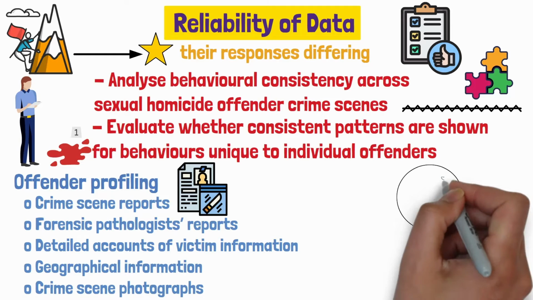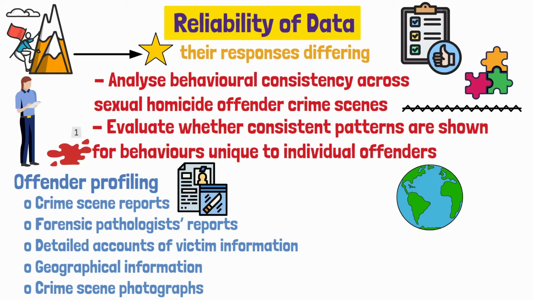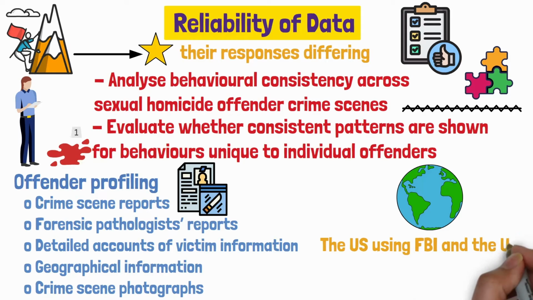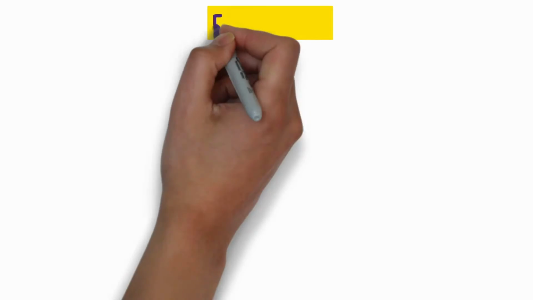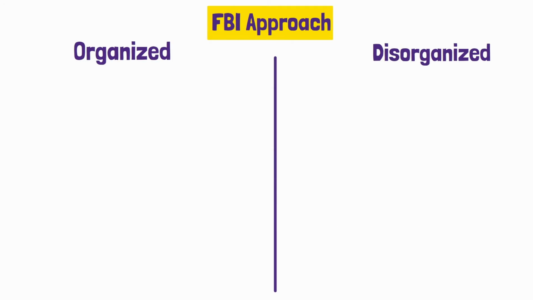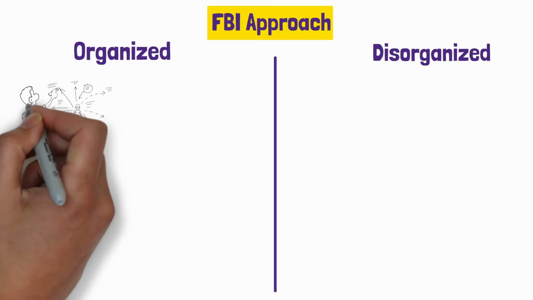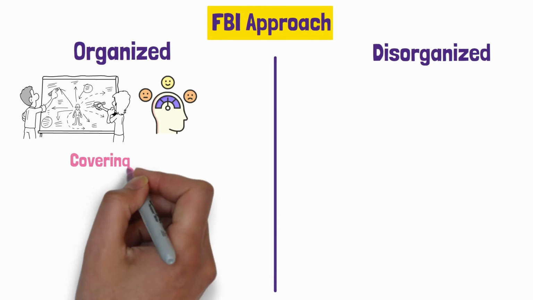There are differences across countries and cultures in which profiling approach is typically used, with the US using FBI and the UK using clinical and investigative approaches. Let's start with the FBI approach, which classifies offenders as either organised or disorganised. On one hand, you have the organised offenders. These individuals tend to plan their crimes meticulously, demonstrate self-control, and are adept at covering their tracks.